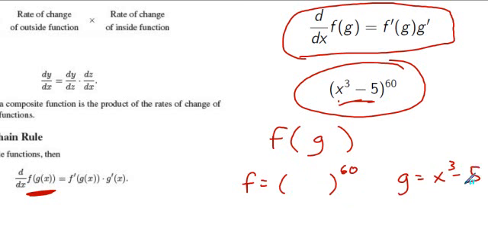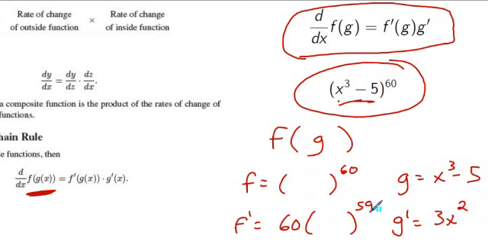And we know we're going to have to find the derivative of f and the derivative of g. So let's go ahead and find what g prime is. Using the power rule, we know that to be 3x squared minus 0. And f prime is nothing more than a power rule. So I'm going to drop down that 60, keep whatever's inside there as it is, and reduce my power by 1, so that's a 59. Now that I have my components, I need to piece them together using f prime of g times g prime.